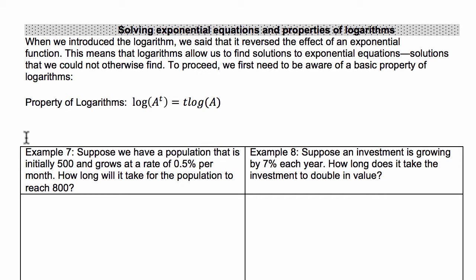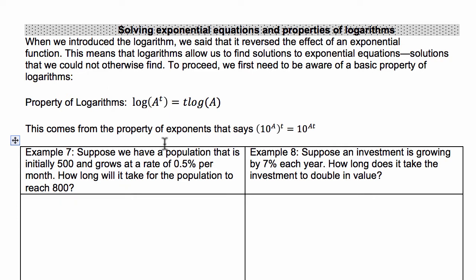That's because it comes from the property of exponents that says 10 to the a to the t power is equal to 10 to the a times t. Since logarithmic functions can be defined to be the inverse of exponential functions, it's not surprising that logarithms have a similar yet unique property involving exponents and multiplication.